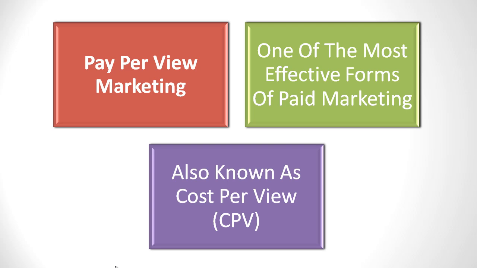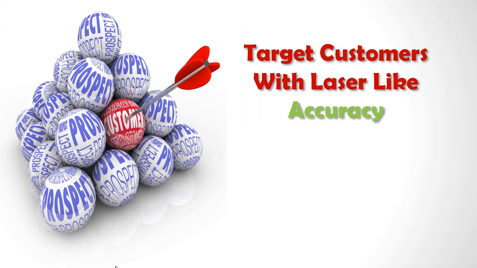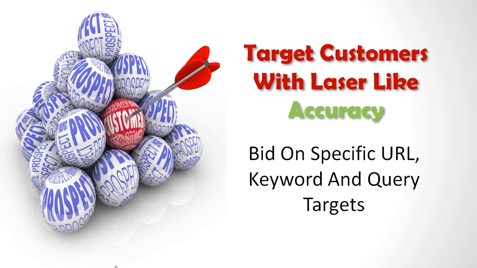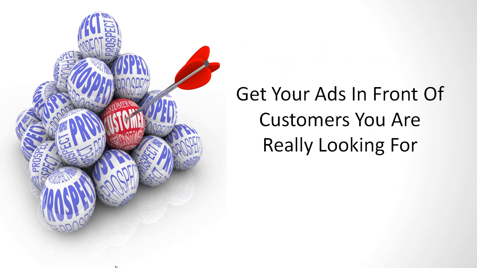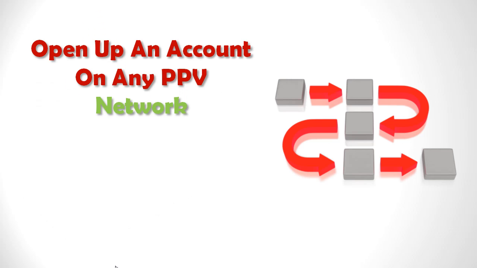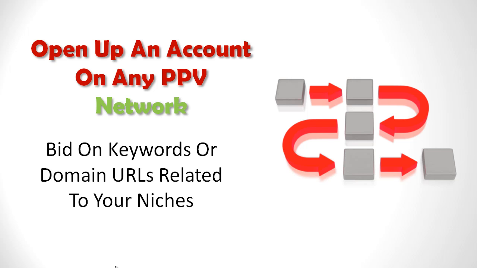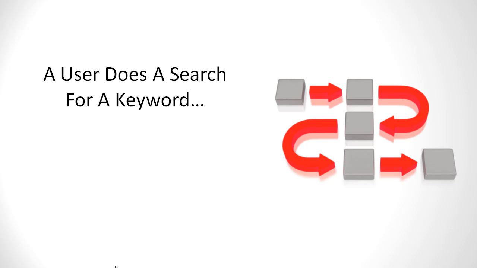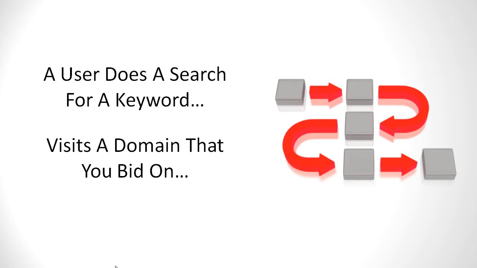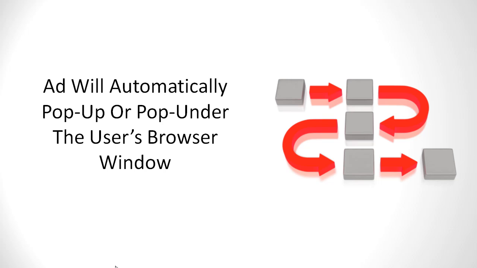PPV is an effective paid traffic method because it allows you to target your customers with laser-like accuracy. CPV advertisers let you bid on specific URL, keyword and query targets so that you can only get your ads in front of those customers you are really looking for. When you open up an account on any of the many PPV networks and start bidding on keywords or domain URLs that are related to your niches, whenever a user does a search for a keyword or visits a domain that you bid on, your advertisement will automatically pop up or pop under the user's browser window.